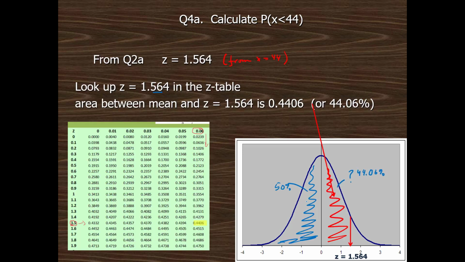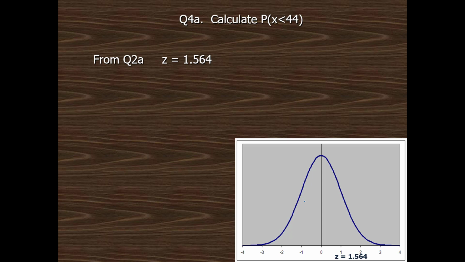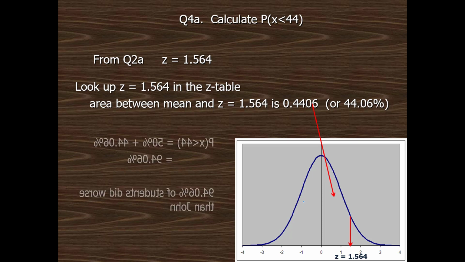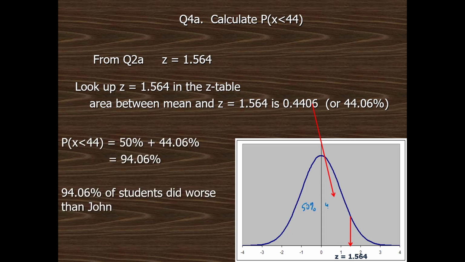From question 2A, we have 1.564 as the z-score. And now we add the two areas together. So 50% plus 44.06% gives us a total of 94.06%. That means John is in the 94th percentile, if the normal distribution is an appropriate one for that class. So we start off with a model distribution, and that model must be good for this to be effective. But what we're focusing on here is the technique. So don't worry about the theory too much or the questions I'm raising about the modeling. The practical thing is to learn how to do these calculations, because then you're getting an understanding of these areas and of the normal distribution.